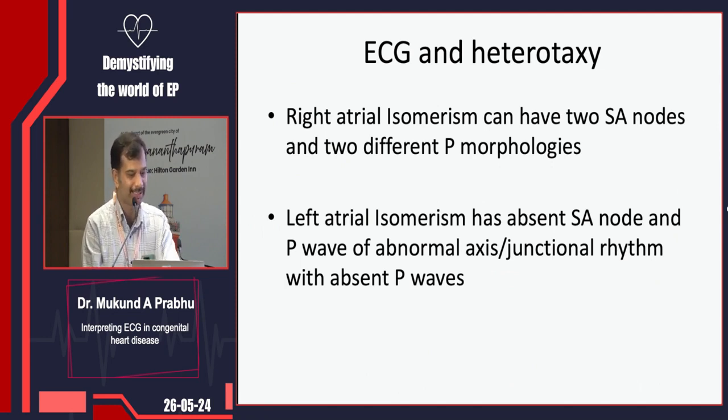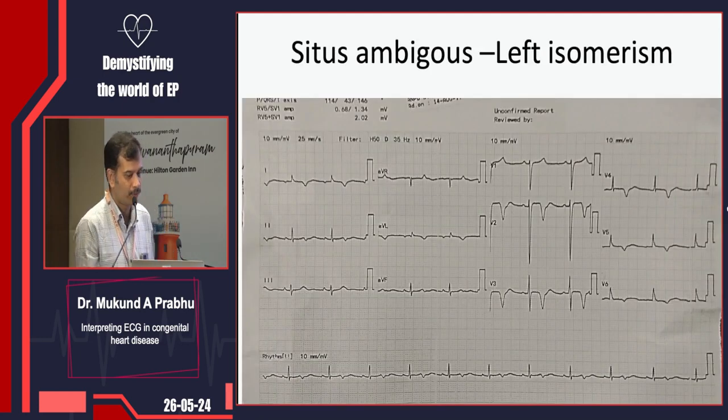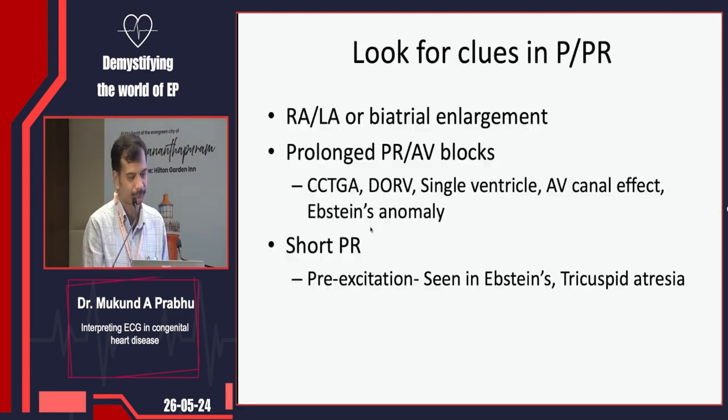We can have two distinct SA nodes and two different P wave morphologies at different times. Whereas in left atrial isomerism, we have absence of SA node and abnormal P wave axis. So this itself likely poses a threat to interpretation of subsequent waveforms. This is an example of left isomerism in a case of situs ambiguous, where we don't have a clear P wave, normal P wave axis, and we can't be sure what chambers we are dealing with.